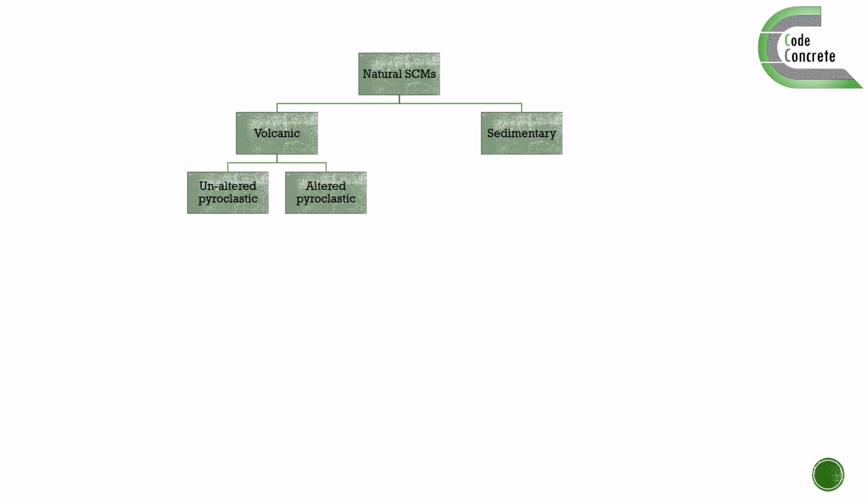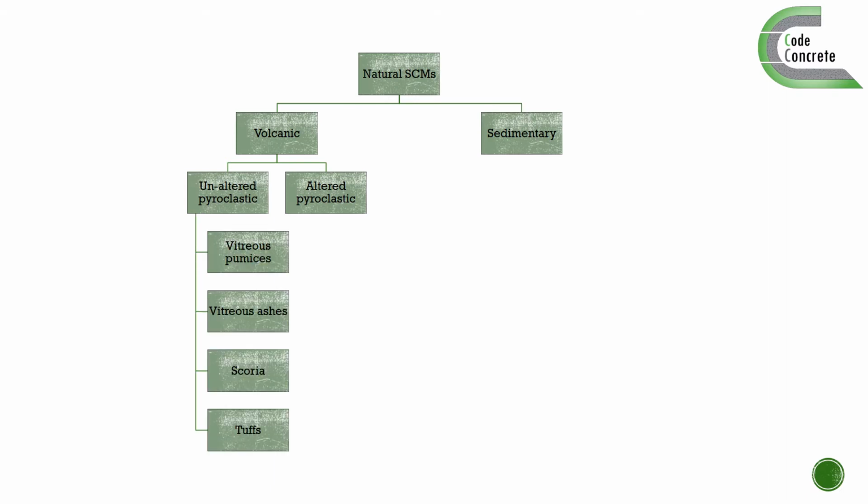The unaltered pyroclastic materials are vitreous pumices, vitreous ashes, scoria, and tuffs. The alteration of pyroclastic materials occurs due to weathering and geological conditions, in which their composition is altered into crystalline zeolites, such as zeolitic tuffs.